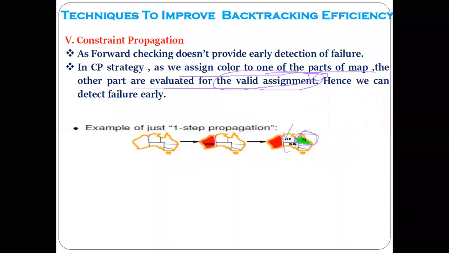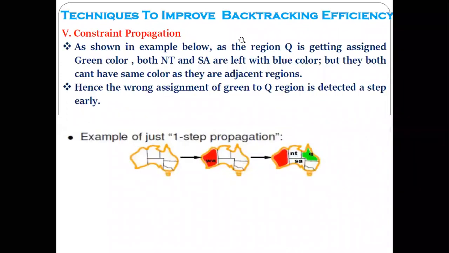So when you are giving the green color to this region, what evaluation are you doing? What is your evaluation? You need to evaluate its neighbors, NT and SA, for example. Now, if you assign the green color to this, do you have any color which you can give to NT and SA? Yes, only blue. Here you can see these two regions, NT and SA, are left with only one color.